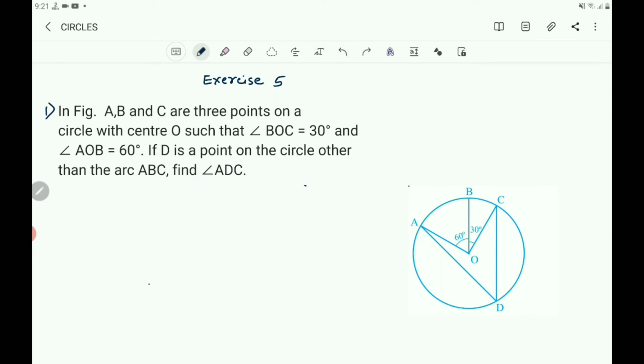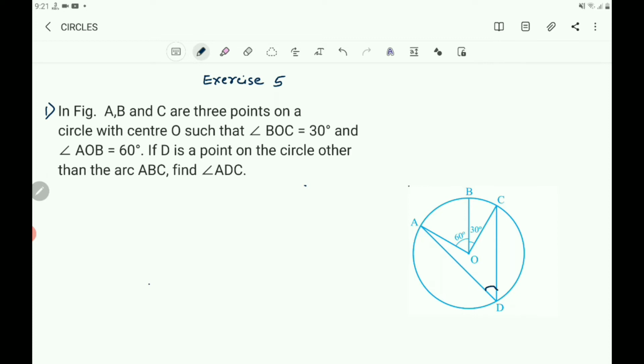So it is given that A, B and C are 3 points on a circle with center O, and angle BOC is given, that is 30 degrees, and angle AOB is given, that is 60 degrees, and D is a point on the circle other than A, B and C, and we have to find out the angle ADC.